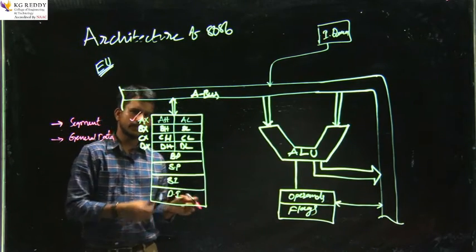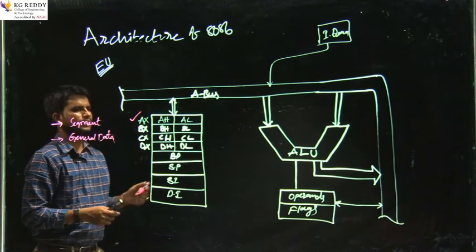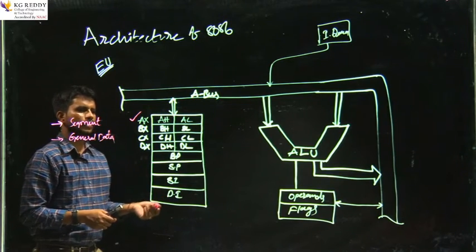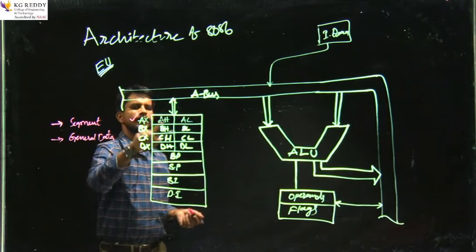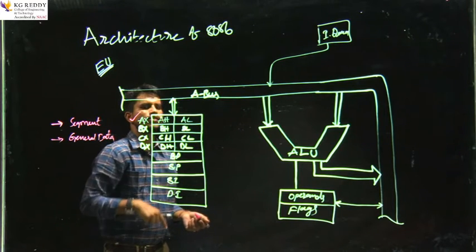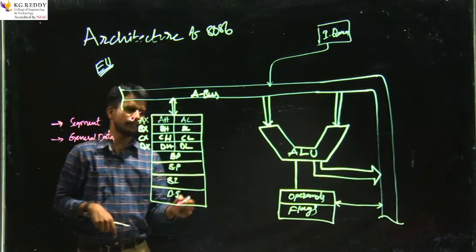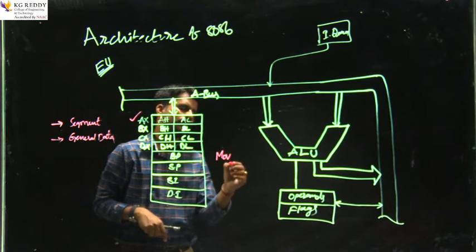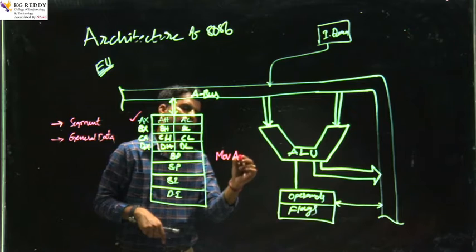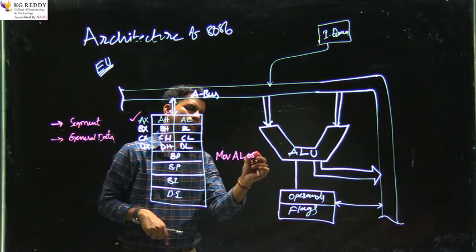AX is basically called an accumulator, because in almost all operations the temporary data storage is given to the AX register. Let me write one instruction for data transfer. Before performing any operation, we will write MOV AL, 05H.